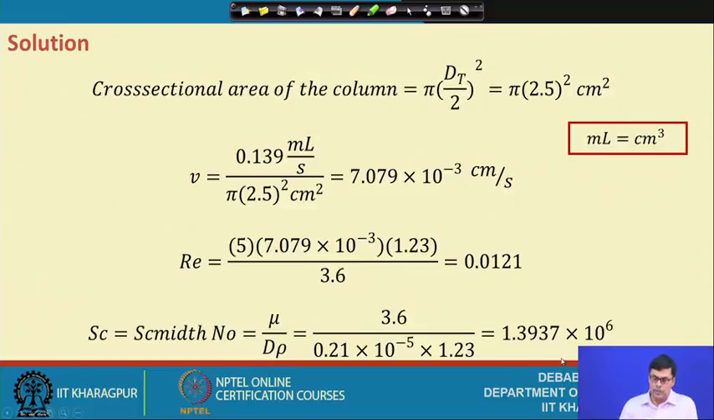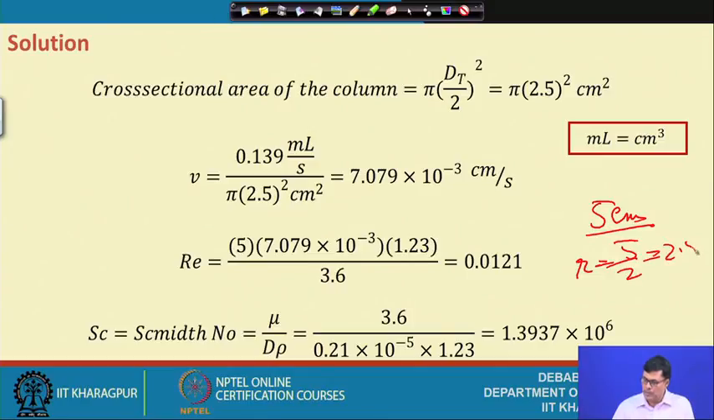Now, how can you calculate the cross-sectional area of the column? The diameter is about 2.5 centimeter. Am I right? So, no, 5 centimeter. Now, if the diameter is 5 centimeter, what will be the radius? The radius will be 5 by 2, that is 2.5 centimeter. Am I right? So, this is exactly what he has written, the pi r square. I told you that is the cross section.